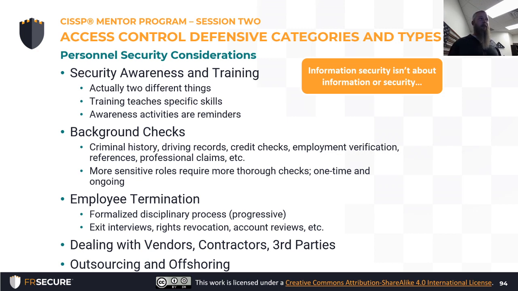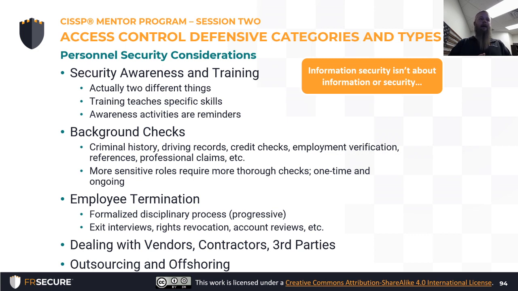Employee termination, another piece around personnel security, formalized disciplinary process. It's sort of rare, believe it or not, to find these formalized disciplinary processes. It's violation 1, this happens. Violation 2, this happens. Violation 3, this happens. It's things like personnel improvement plans and these things, start with a verbal warning, then go to a written warning, and so on and so forth, usually progressive. Good idea to have in place of any company of substance. Exit interviews, rights revocation, account reviews, all those things are important.